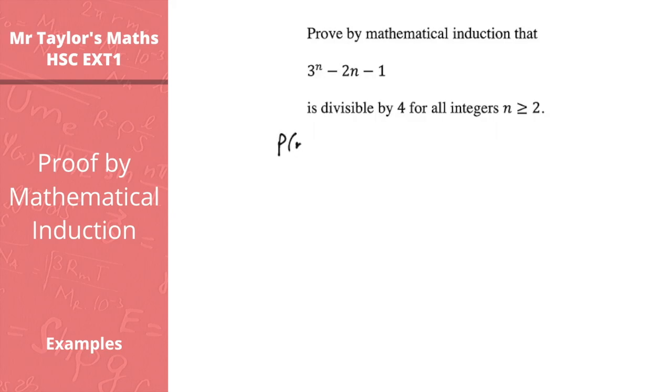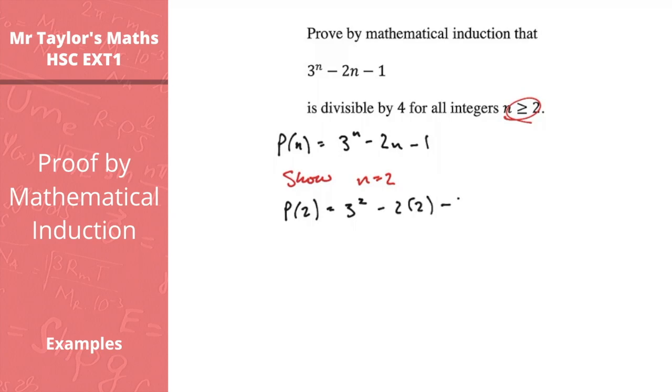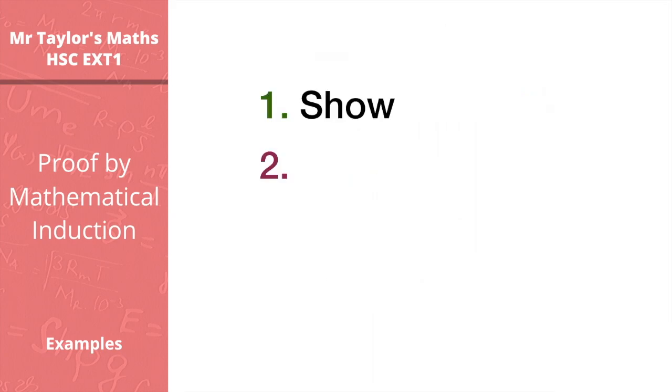Our proposition is 3 to the power of n minus 2n minus 1, and we want to show that this is divisible by 4. The lowest n that we can choose is 2, so that's what we're going to start with. We're going to show that n equals 2 is hopefully divisible by 4. So let's find P2. 3 to the power of 2 minus 2 times 2 minus 1 is 4. Now, I like to say that that is 4 times 1. I know it's a little bit obvious, but very clearly now that is divisible by 4.